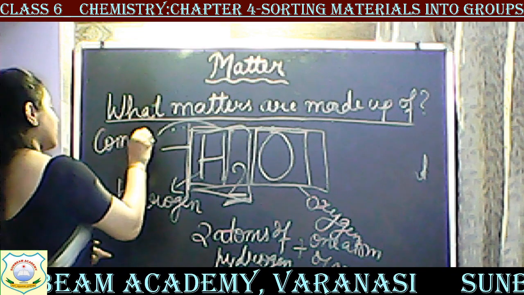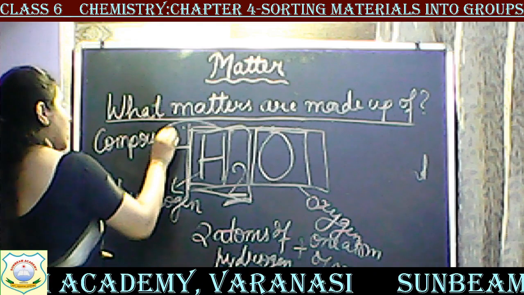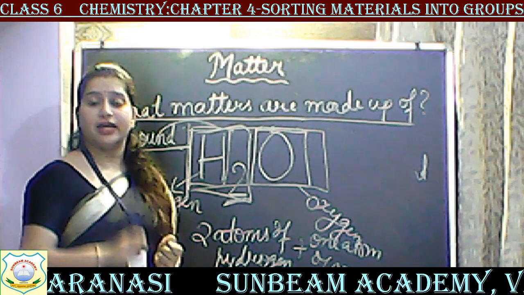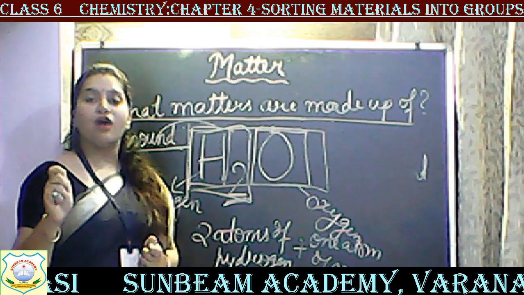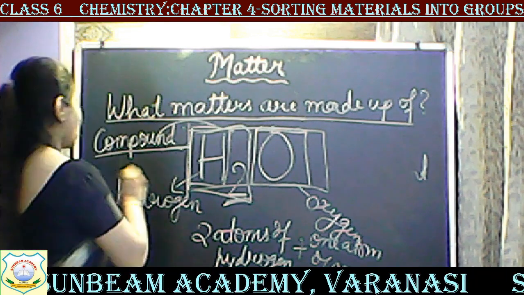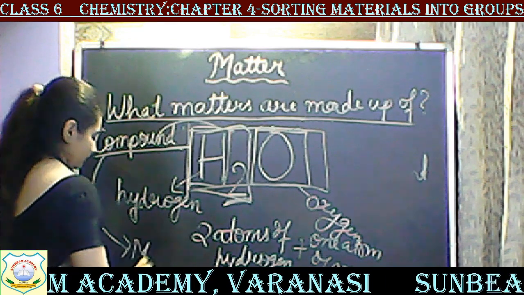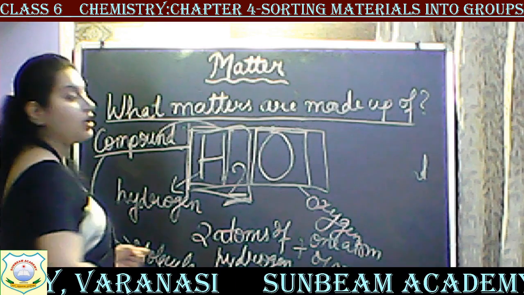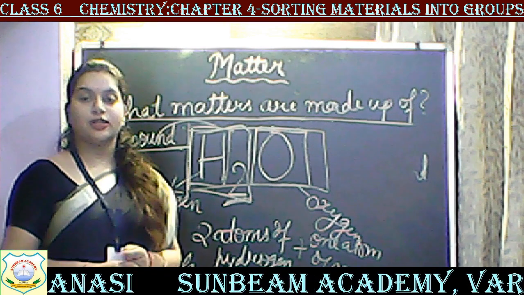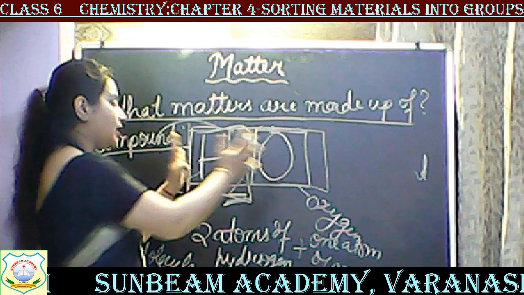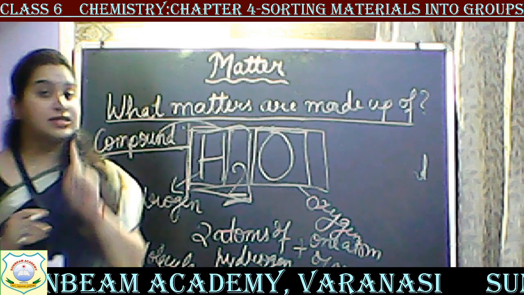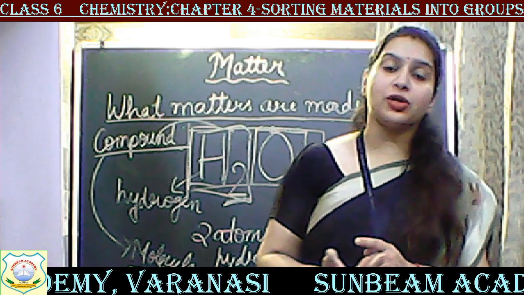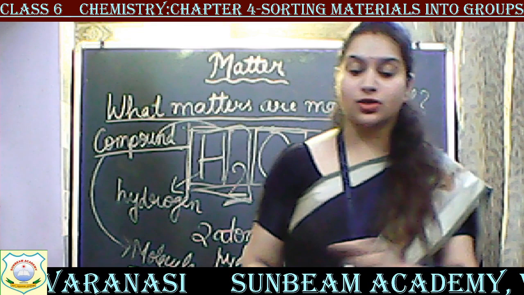What do we call this? Compound. But the smallest particle of a compound is called a molecule. The smallest particle of compound is called molecule. It will be in combined form, it will not be a single atom. Okay? So it is called molecule.